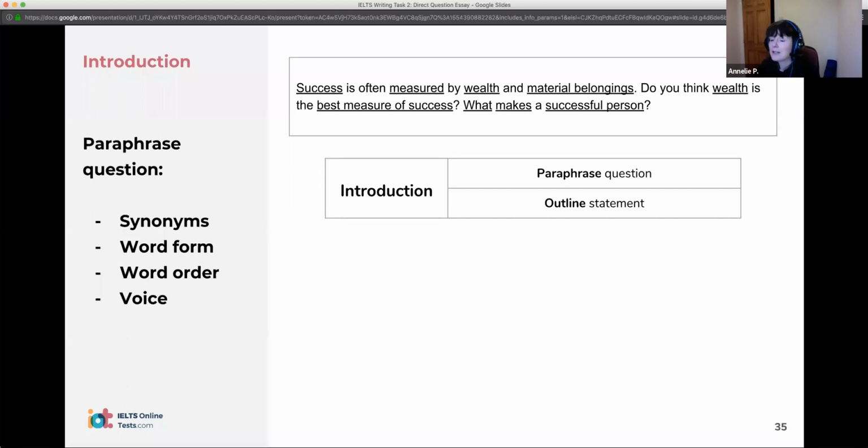What's a synonym for measure? Sorry, we didn't do measure before. What's another way of saying a measure of something? Very nice, Fahad, indicator, Chris, gauge. Very good. And we've got success is often measured. So we've got a passive. How could we make that active? Very tricky one. Okay, so you could say some people measure or many people measure success by.